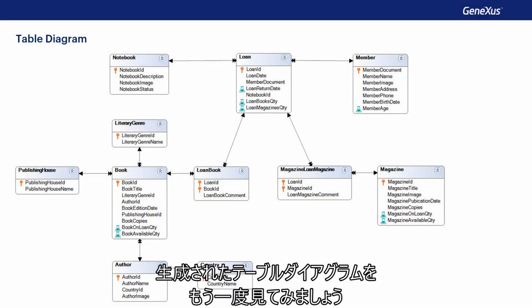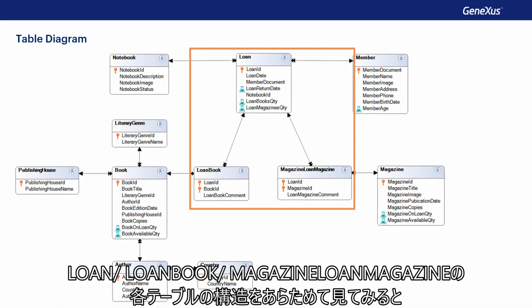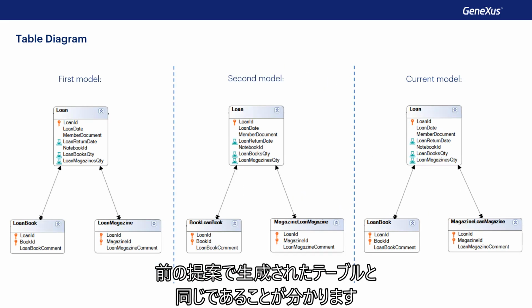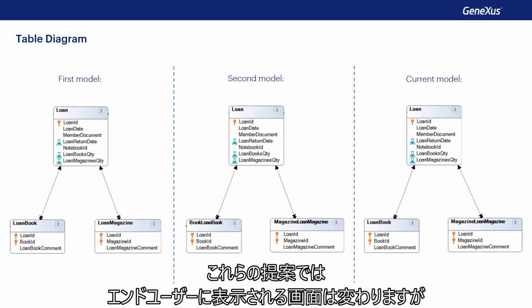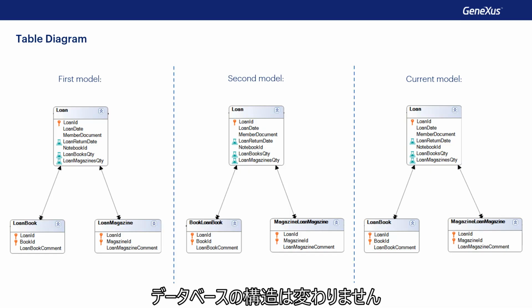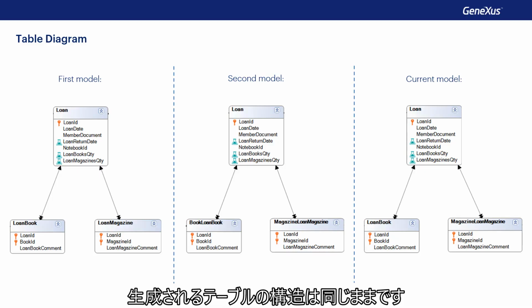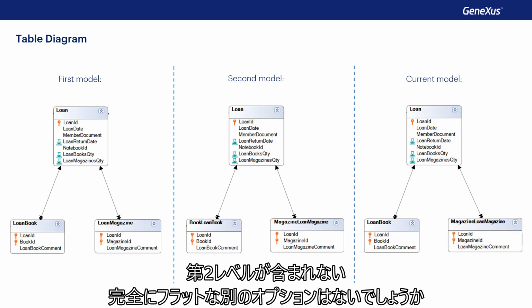Let's look once again at the generated table diagram. If we look again at the structure of the loan, loan book, and magazine loan magazine tables, we see that they're the same as the tables generated in the previous proposals. These proposals then change the screens offered to the end user, but not the structure of the database. If, instead of prioritizing book loans, priority had been given to magazines, the structure of the tables generated would remain the same. Now, is there any other totally flat option which does not include second levels?